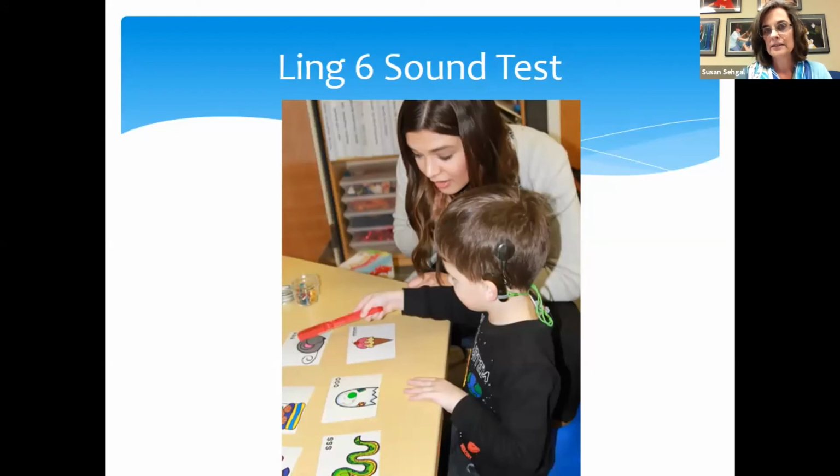Given that the Ling 6 sounds is a closed set test and there are only 6 sounds, in order to reduce the child's ability to use process of elimination, I usually administer some of those sounds more than once, to make sure that they're not guessing or using process of elimination. And sometimes I will look to see how confident that child is as a listener when performing this test. And I may repeat the Ling 6 sounds 3 times, and see if their answer changes. So I'm trying to sabotage them.